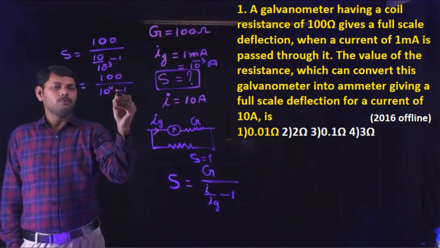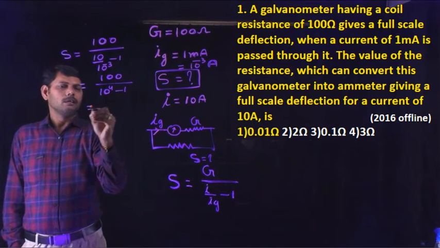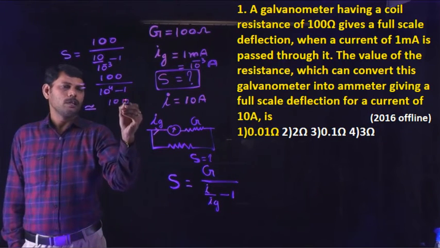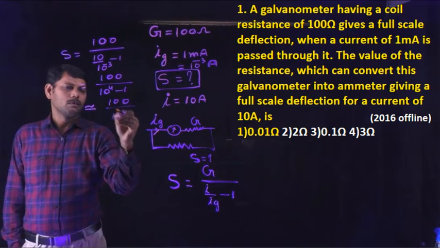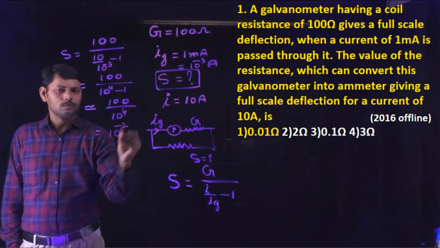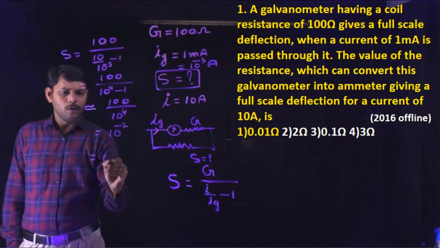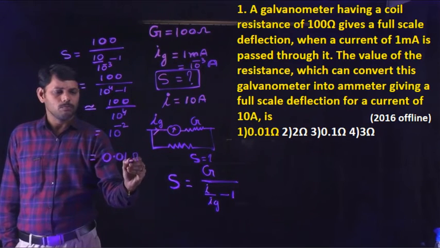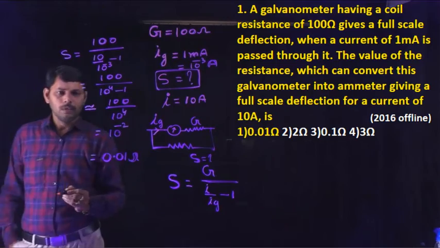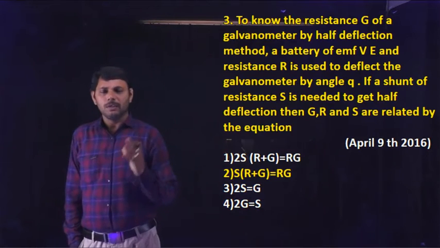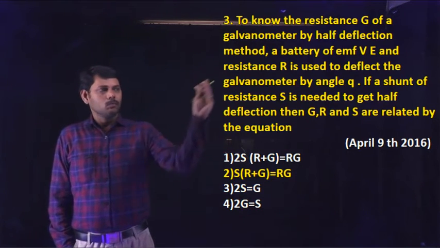Here we are considering the approximate value of the denominator, that is 10 power 4. So 100 by 10 power 4 is equal to 10 power minus 2, which is equal to 0.01. The SI unit of resistance is ohm, so 0.01 ohm. Hence, the first option is correct among the given options. Students, now to the next problem in moving coil galvanometer.